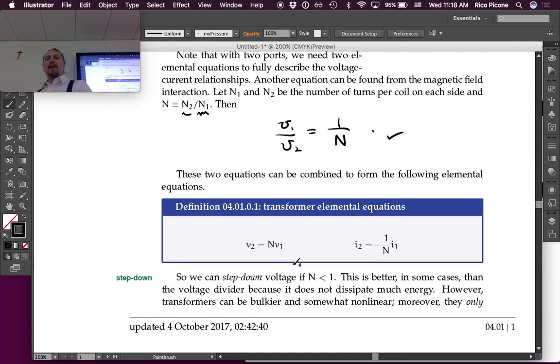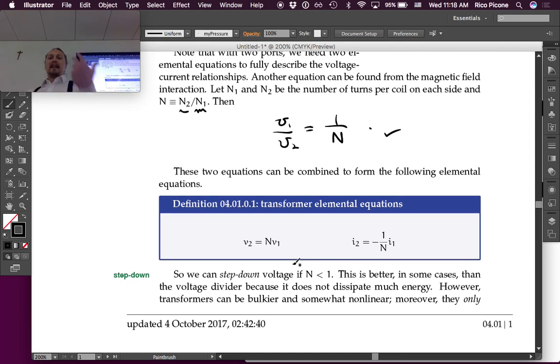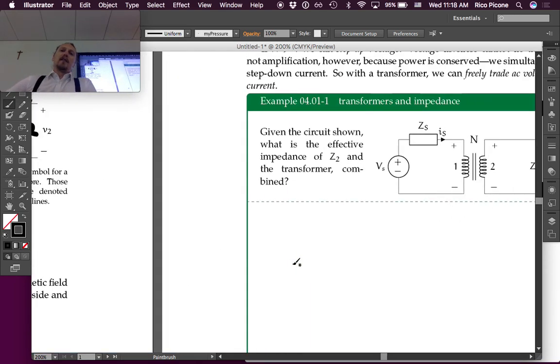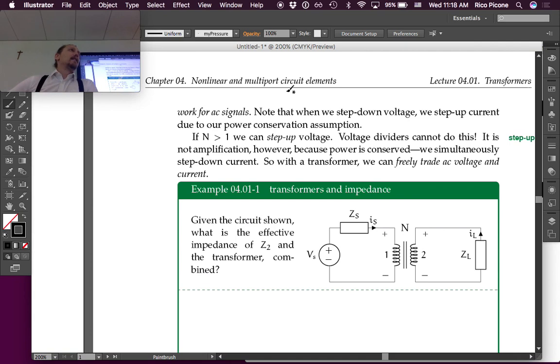And then I think there's one key aspect as well, and that is that a transformer doesn't work for DC signals. It only works for AC signals. So you have to have an AC, a sinusoidal signal in order to use a transformer. Otherwise, do you guys remember what an inductor looks like to a DC signal? It just looks like a short, right? And there's no magnetic field produced, and there's no interaction between the coils.